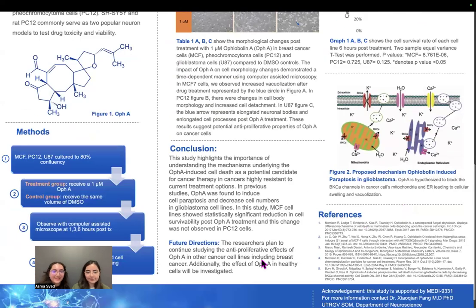All right. So in conclusion, our study currently highlights the importance of understanding the mechanisms underlying the OPHA-induced cell death as a potential candidate for cancer therapy in cancers highly resistant to current treatment options. In previous studies, OPHA was found to induce cell paroptosis and decrease cell numbers in glioblastoma cell lines. And in this study, the MCF cell lines, which is breast cancer, show a statistically significant reduction in cell survivability post-OPHA treatment, and this change was not observed in the PC12 cells.